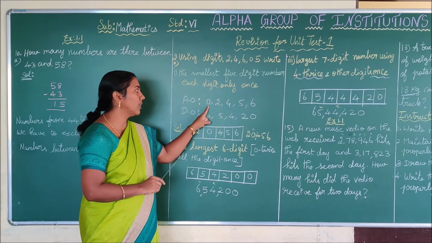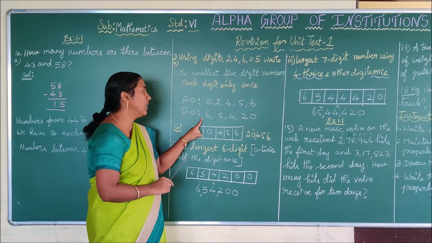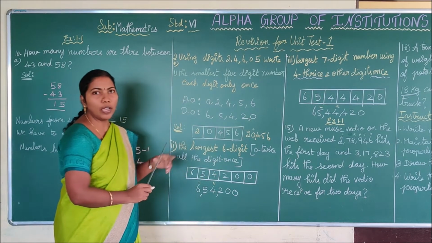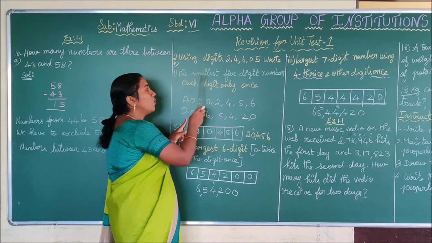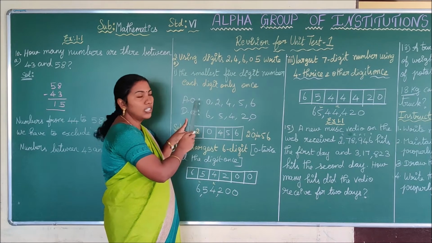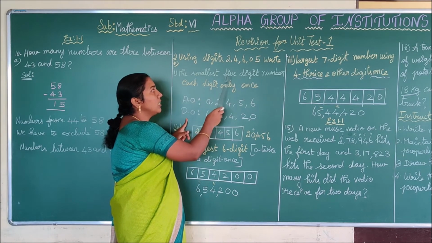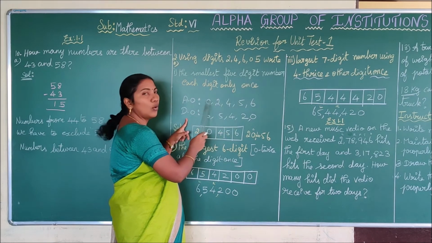First we are writing ascending order, that is 0, 2, 4, 5, 6, small to big, and descending order, big to small, 6, 5, 4 to 0. Thus we have written ascending and descending order. See the first question: the smallest 5-digit number, each digit only once. The condition is you have to use each digit only once. How many digits are they giving? 1, 2, 3, 4, 5.